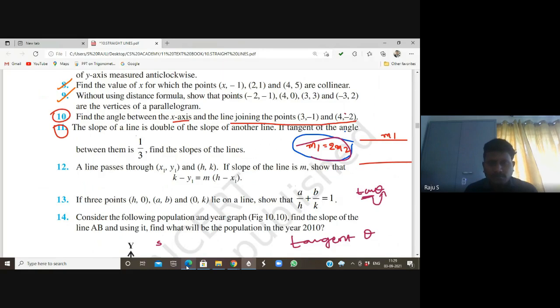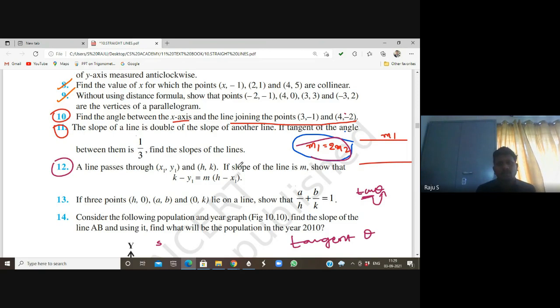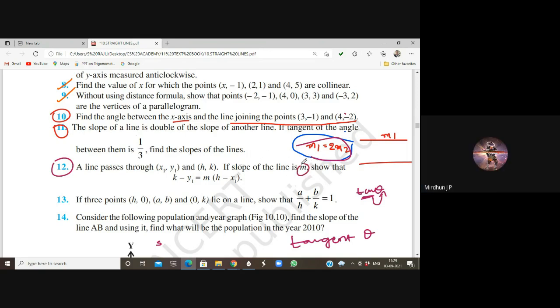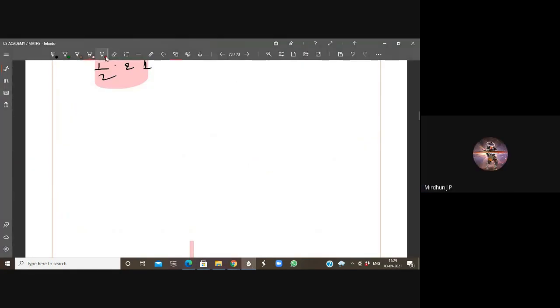Okay, next question. If the line passes through x1, y1 and h comma k, and the slope of the line is m, show that the slope of the line is... Sir, we need to just cross multiply, we will get the answer. The line passes through 2 points, so what is the slope? (y2 minus y1) by (x2 minus x1), sir.